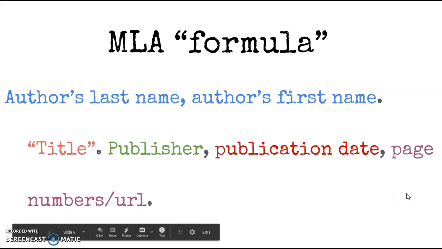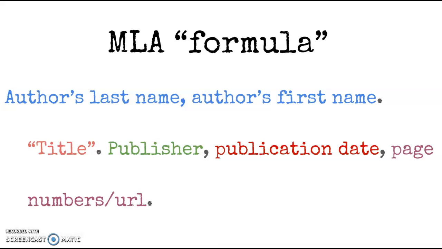However, there is an MLA formula. The MLA formula is as follows: author's last name, comma, author's first name, period, title, publisher, comma, published date, comma, page numbers, or URL, period.